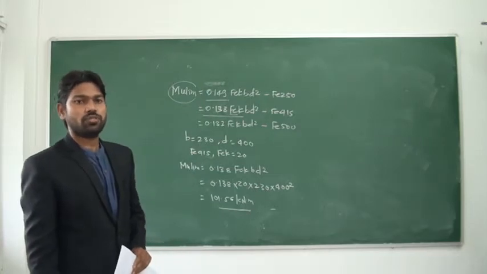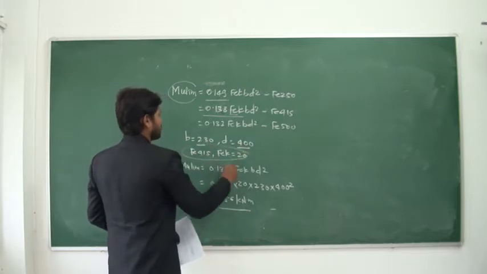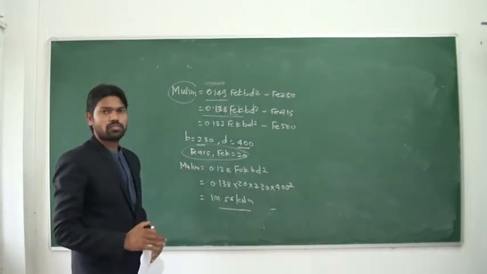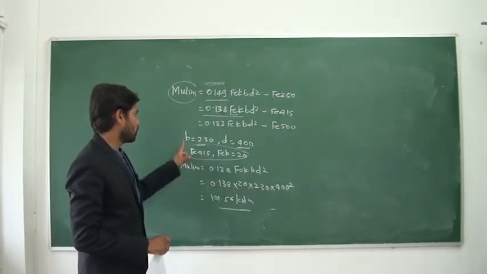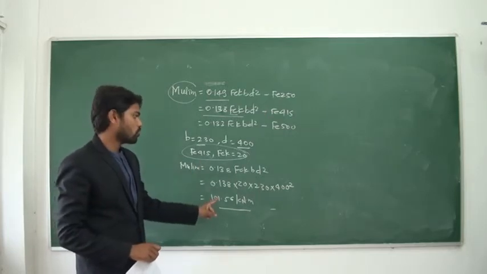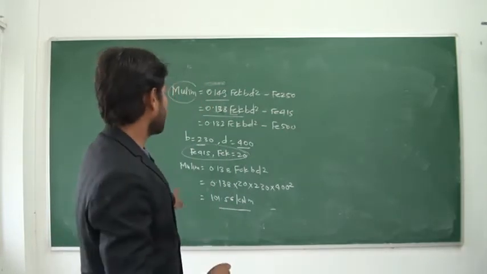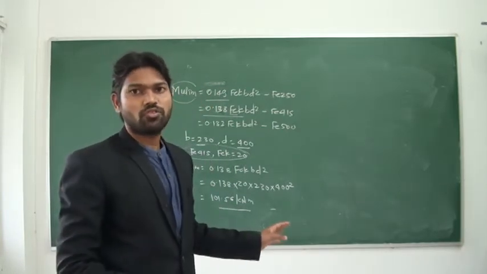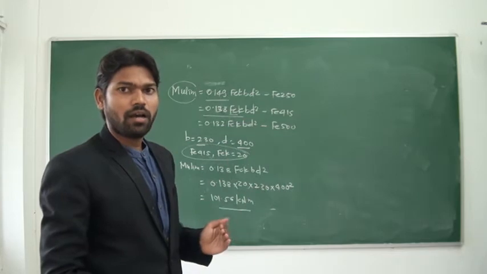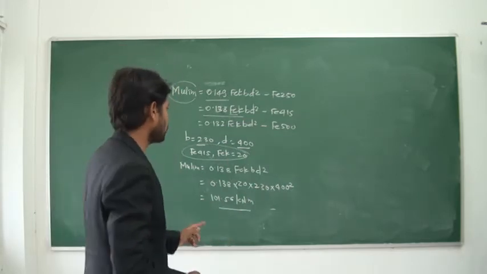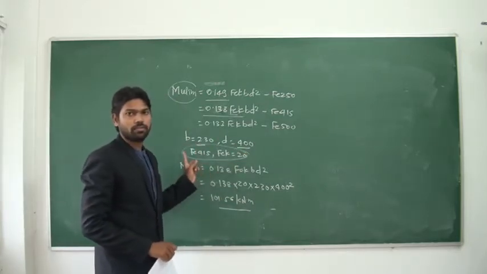A singly reinforced section with width 230, depth 400, and these material specifications, the maximum moment of resistance offered by this beam will be equal to 101.56. If the factored bending moment in a beam is more than this 101.56, this beam is not allowed. So this beam can resist only a bending moment or factored bending moment up to this value 101.56, if these are the design specifications.